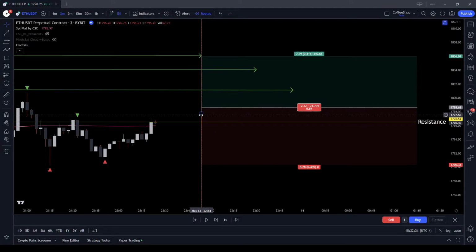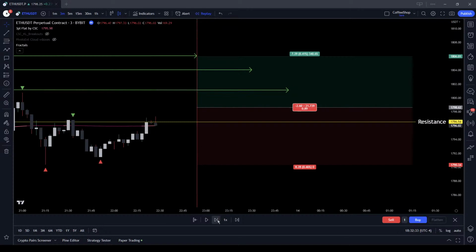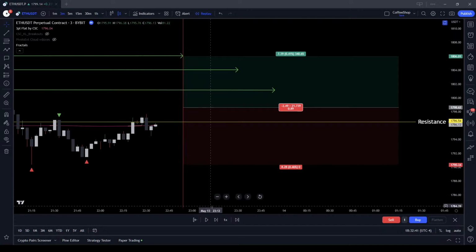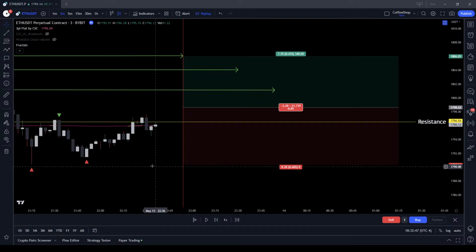I want to get back to this section because this is where I'm testing out my strategy and these indicators. 1, 2, 3, let's see. 1, 2, 3, 4, 5. Come on, catch up. Let's go.